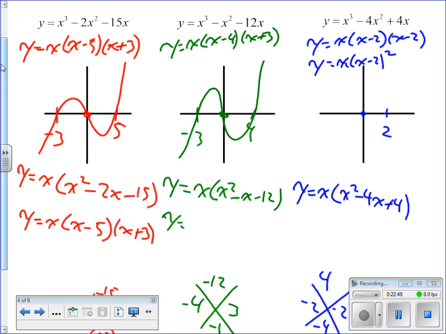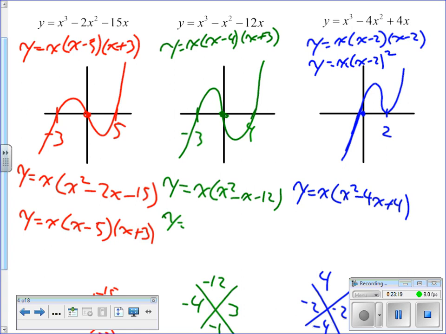Called a double 0. Might be a triple 0. Okay, I've seen bigger than that, but it's called a double 0. How do I graph it? I've only got 2 places. I don't have 3 like the rest of them where it crossed. Here's how these look. Comes up, goes down and touches, and comes up again. It doesn't actually cross. With a double 0, it doesn't actually cross, it just touches.